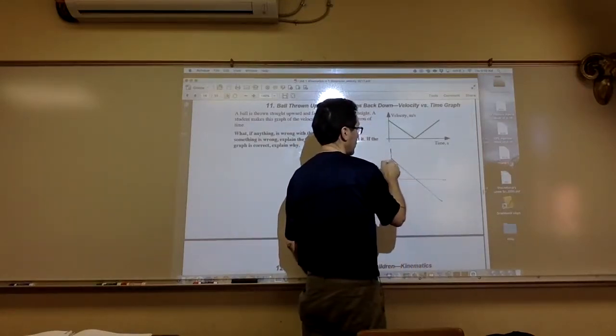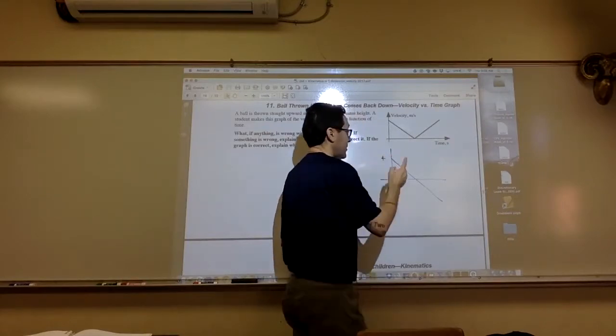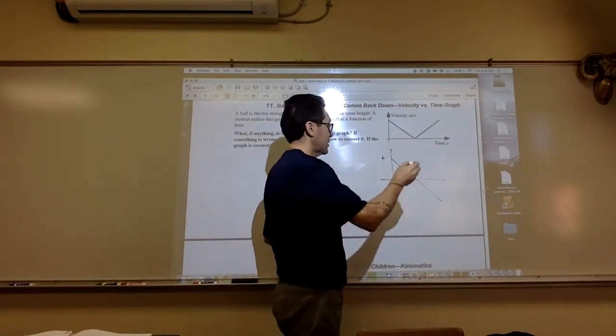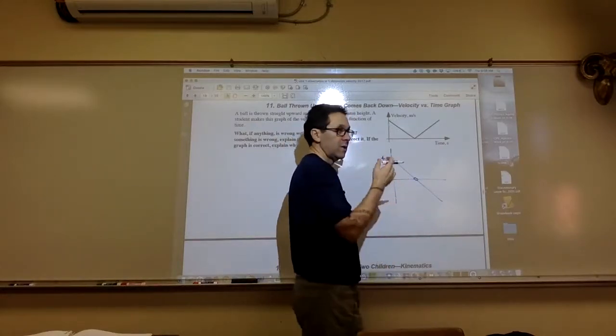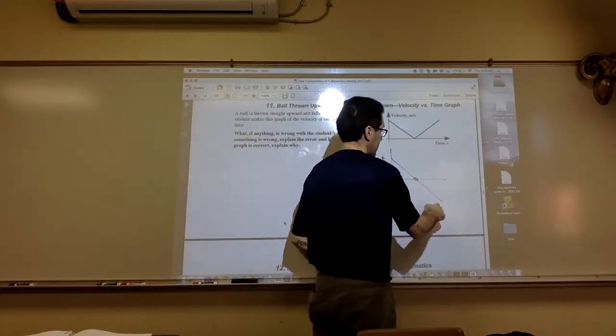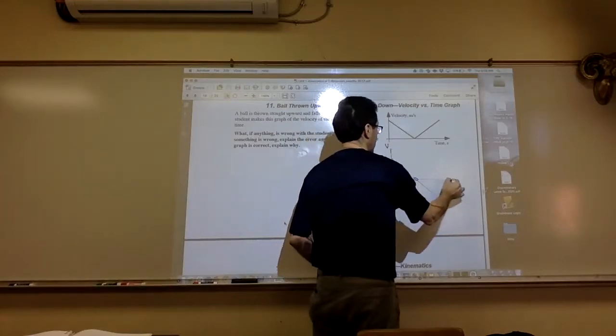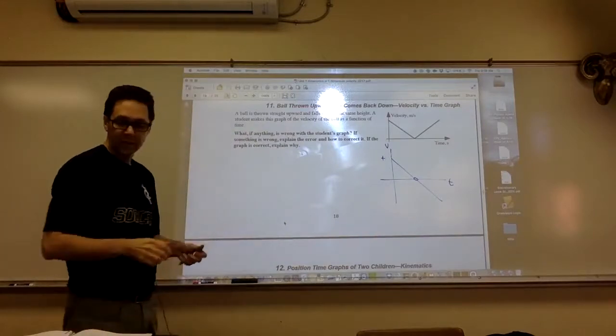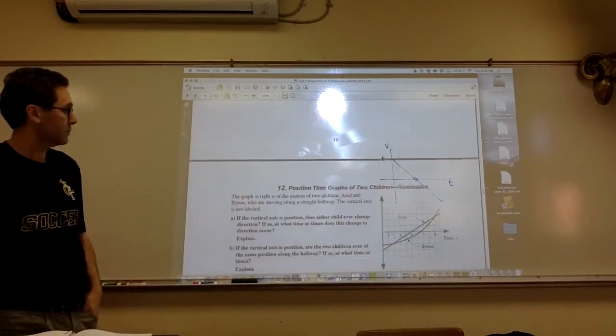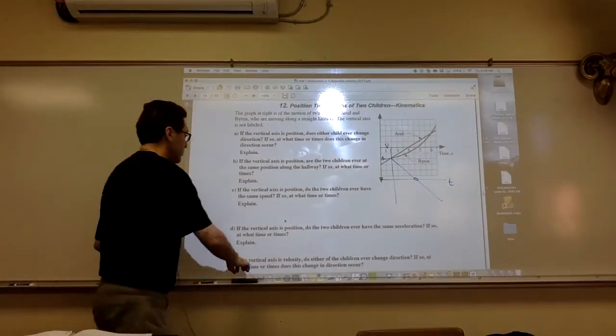Okay? So you throw it with a certain speed, let's say up is positive, it starts to slow down. When it gets to the top, its velocity becomes 0 and it changes direction and it comes down the other way. So down is negative, so that's why your velocities are negative. All right, number 12.